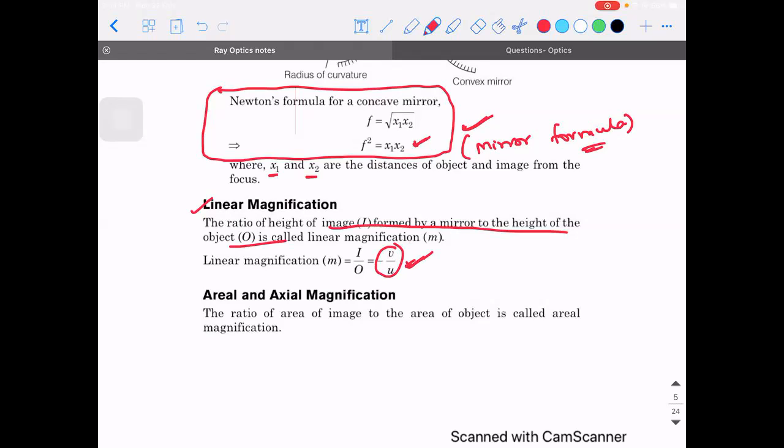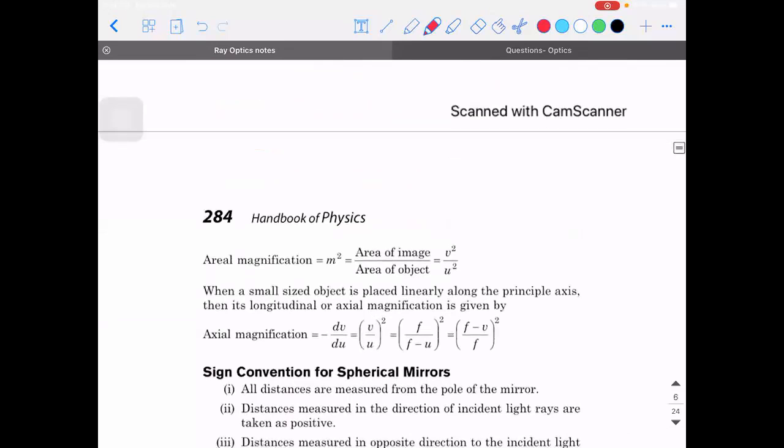Okay. Next, aerial magnification. So what do you mean by aerial magnification? The ratio of the area of the image to the area of the object is called aerial magnification. So aerial magnification is area of image by area of object, which is V square divided by U square.